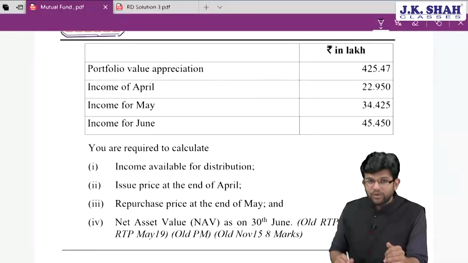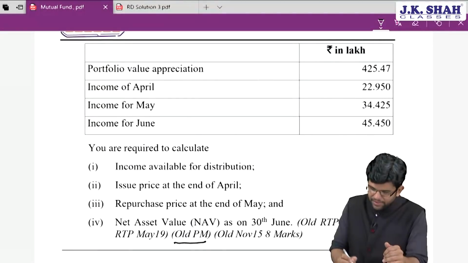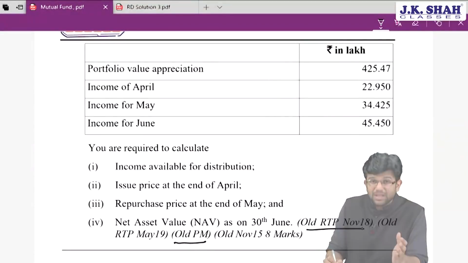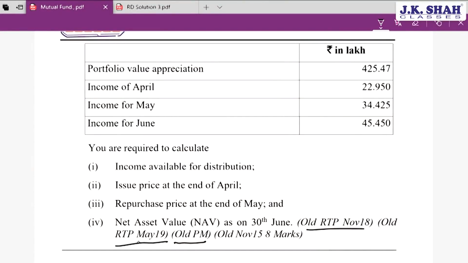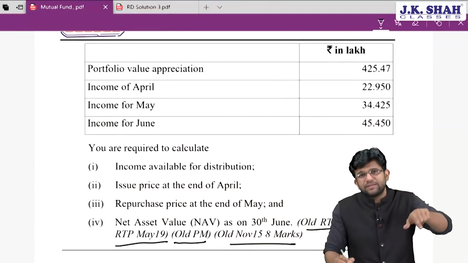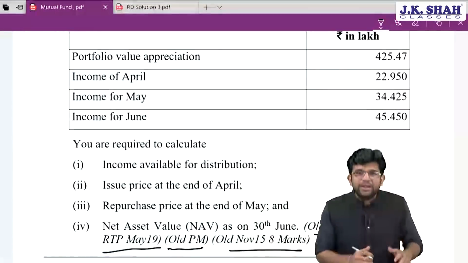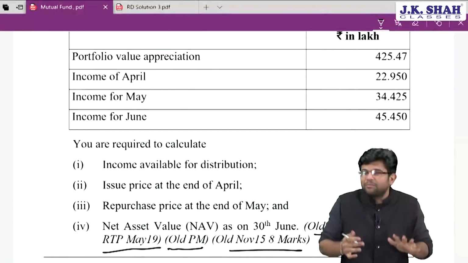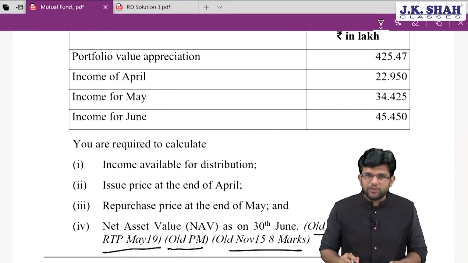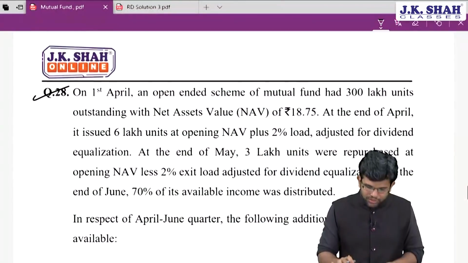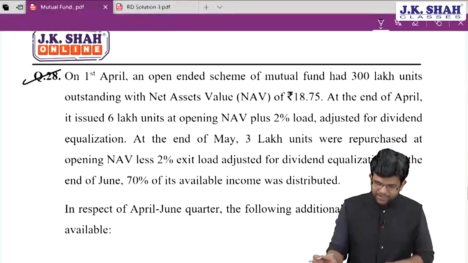Okay students, I hope you all read the question. I've picked it up from the old PM, but it is there in the RTP November 18, RTP May 19, and in November 15 they had asked it for 8 marks. Very important, right? So let's start, and I'm very sure as you read it, you must have seen something different and peculiar. It is not like the normal questions you have been reading till now. So students, question number 28, let me start explaining.